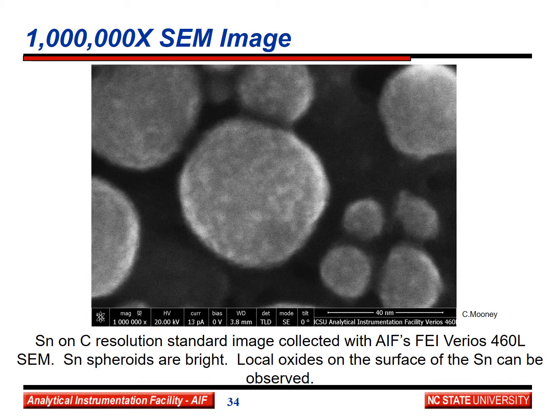Here is another 1,000,000x image taken with the Verios 460L. This is a tin on carbon resolution standard. Again, the tin is bright, the carbon is dark. You notice that these are theoretically spheroids, but these are small enough that they must be single crystal. Notice that there's some roughness on the surface, and that roughness is very likely local oxides because this sample is stored in air.